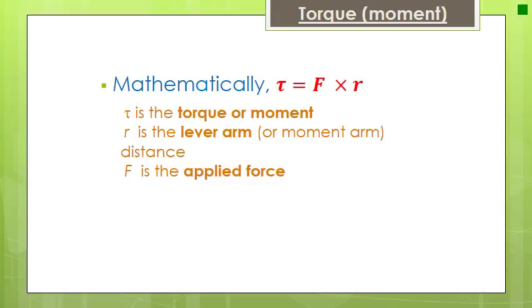Now, mathematically, torque is given by F times R. Tau in this equation represents the torque. R represents the lever arm distance or the moment arm distance, and in SI units, the moment arm distance has the units of meters. F represents force, and in SI units, force is given as newtons. What are the units of torque?